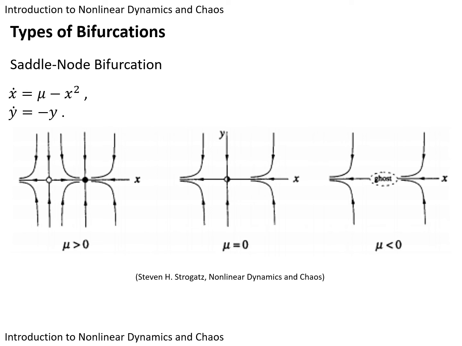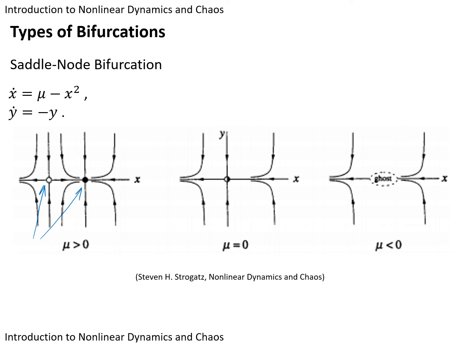Now let's look at the systems of the second order, and let's start with saddle node bifurcation. Our changed parameter here is mu. When mu is positive, we have 2 equilibrium points. One is unstable, another is stable.